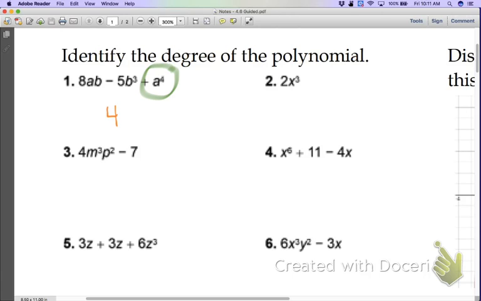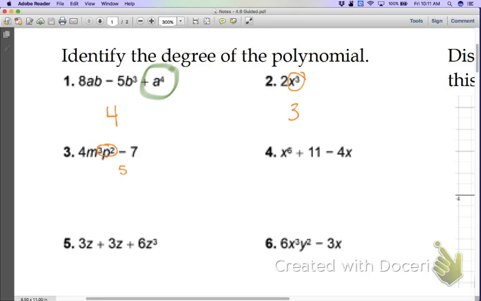What about on 2? There's only one term, right? So it's x to the third, so the highest power is to the third. Now, what about on 3? What is our actual degree? Don't multiply. 5, right? Since you have two terms, I'm going to take the 3 and the 2 and add them, and my actual degree is going to be 5.